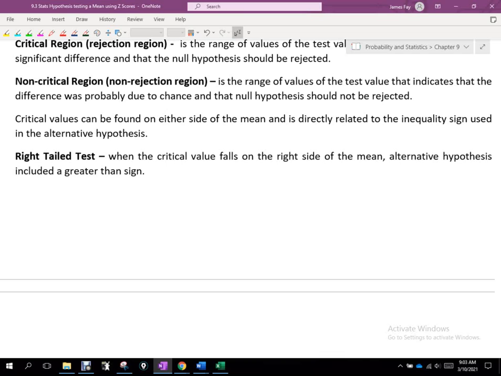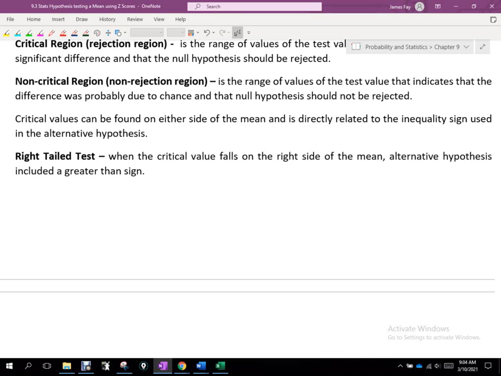If it's a greater than sign, so if it says mu is greater than in my alternative hypothesis, that's called a right-tailed test. What that means is that our critical region, which will be the region that tells me to reject the null hypothesis, will be to the right of the mean. It'll be a right-tailed test.